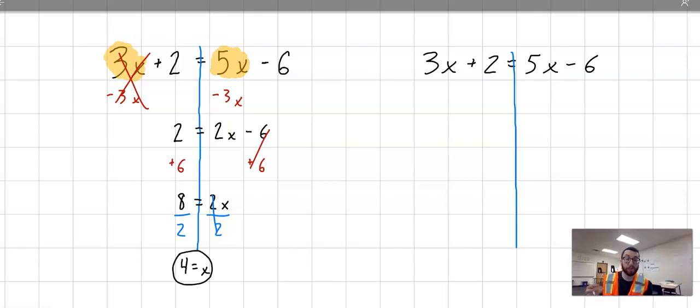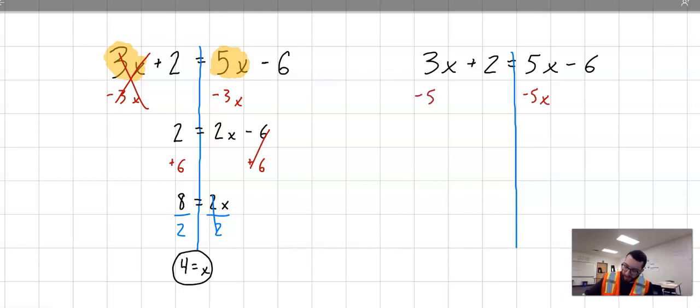The reason I wrote this twice is I want you to see, maybe you're having a hard time, right? Maybe there's negatives and you don't know which side is more, and let's say you move them over to the left. That's fine. It actually doesn't matter. Either way, you will get the same answer as long as you do it correctly. So let's say instead of subtracting 3x from both sides, I subtract 5x from both sides.